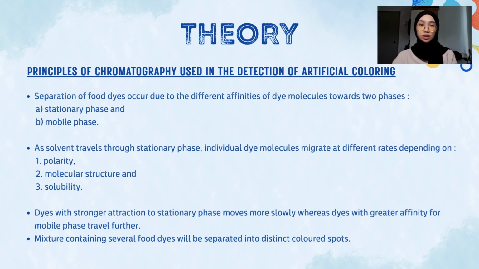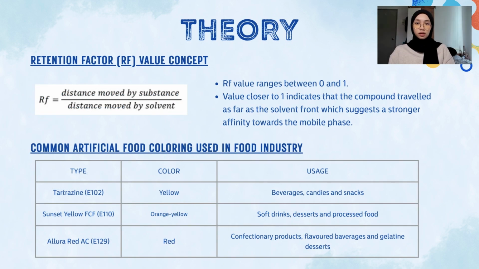As solvent travels through the stationary phase, individual dye molecules migrate at different rates depending on their polarity, molecular structure, and solubility. Dyes that have a stronger attraction to the stationary phase move more slowly, whereas dyes with greater affinity for the mobile phase travel further. As a result, a mixture containing several colors can be separated into distinct colored spots. Positions of these spots can then be compared with known standards to identify the artificial colorants present in the food sample.